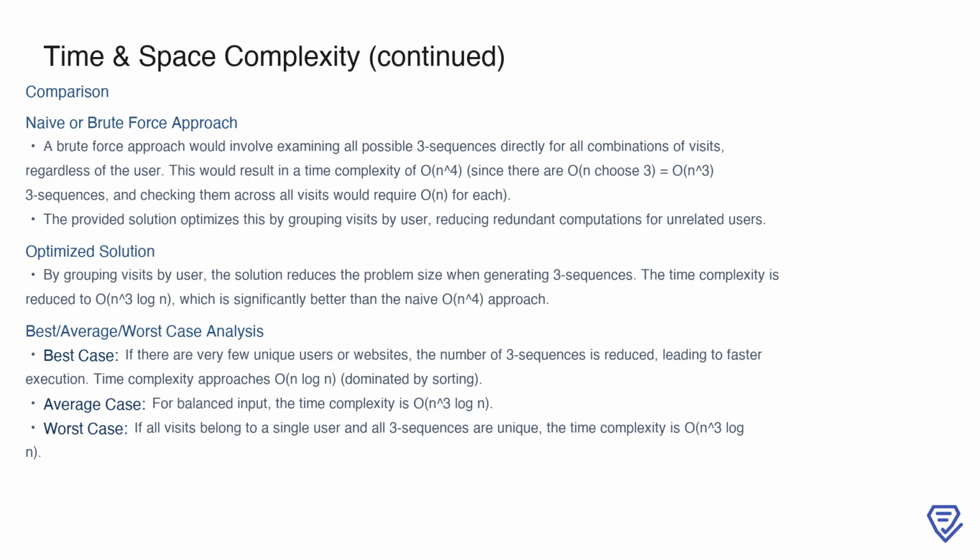Additionally, analyzing best, average, and worst cases provides further clarity. In the best case, with few users or websites, the number of 3-sequences decreases significantly, and time complexity approaches O(n log n), dominated by sorting. In a balanced average case, the complexity is O(n^3 log n), while in the worst case, where all visits belong to one user and sequences are unique, the time complexity remains O(n^3 log n).